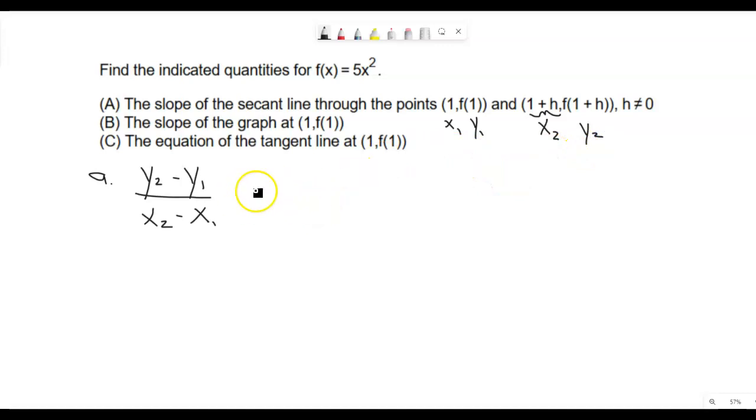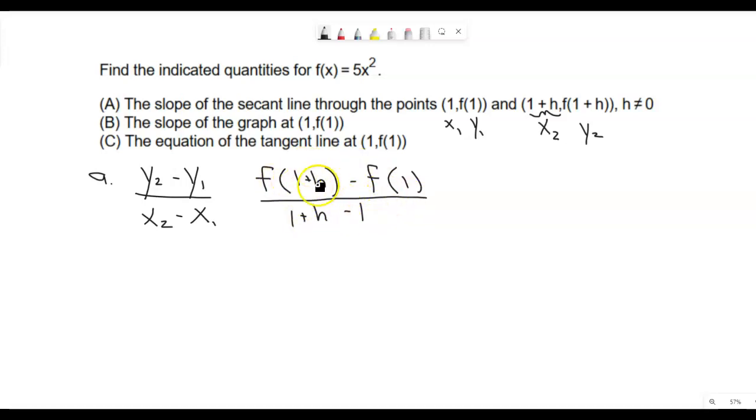Now when we plug this into the equation, we're going to have something that looks more like this. f of 1 plus h, because that's our y2, minus our y1, which is f of 1, all over x2 minus x1. So that's going to be 1 plus h, and then minus x1, which is 1.